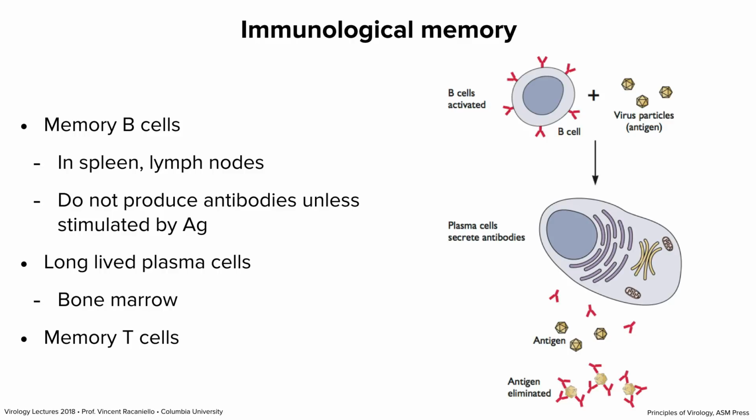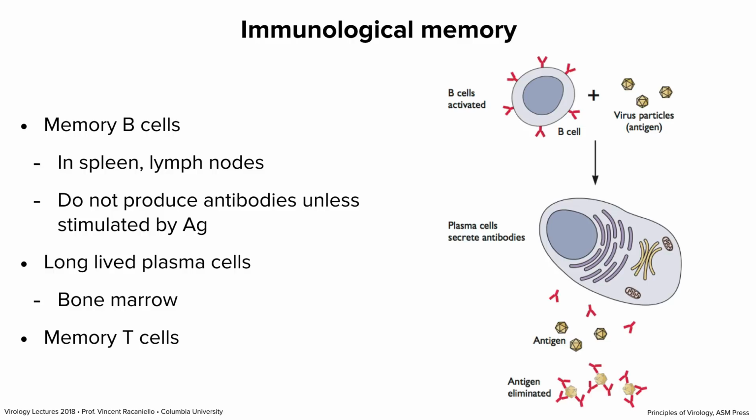There are memory B cells that remain after our B cells are activated by antigen, they become plasma cells, they make antibody. A fraction of these activated B cells, the ones that have the high affinity antibodies, are stored as memory B cells. And they're stored typically in the spleen and lymph nodes. And so if you're infected again, they will immediately start to make the right antibody without any need for delay. So they don't make antibody unless they are stimulated.